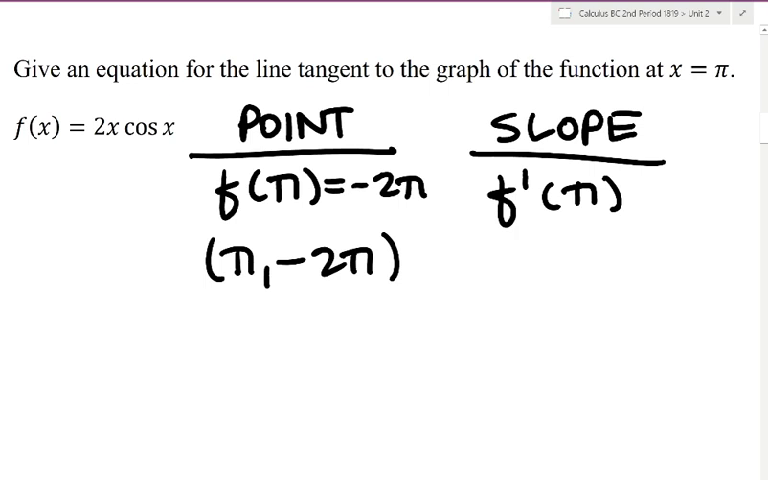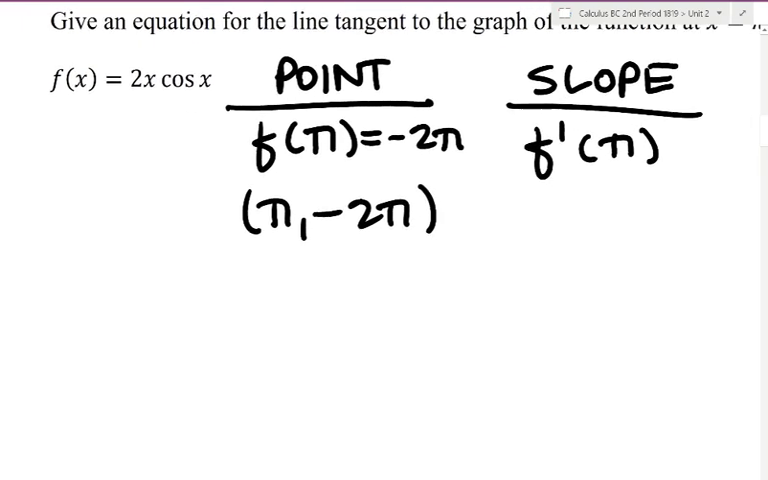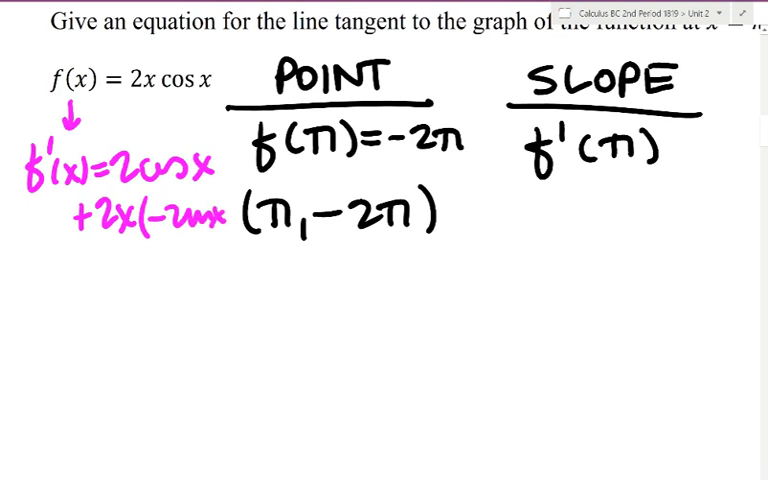The slope, f prime of pi. Well, I need to find f prime of x first. So f prime of x is going to equal, if you take the derivative of 2x first, that's 2 times cosine x, leaving cosine the same. And then I'm going to add in, leaving 2x the same, take the derivative of cosine, and that's negative sine x. So that's equal to 2 cosine x minus 2x sine x.